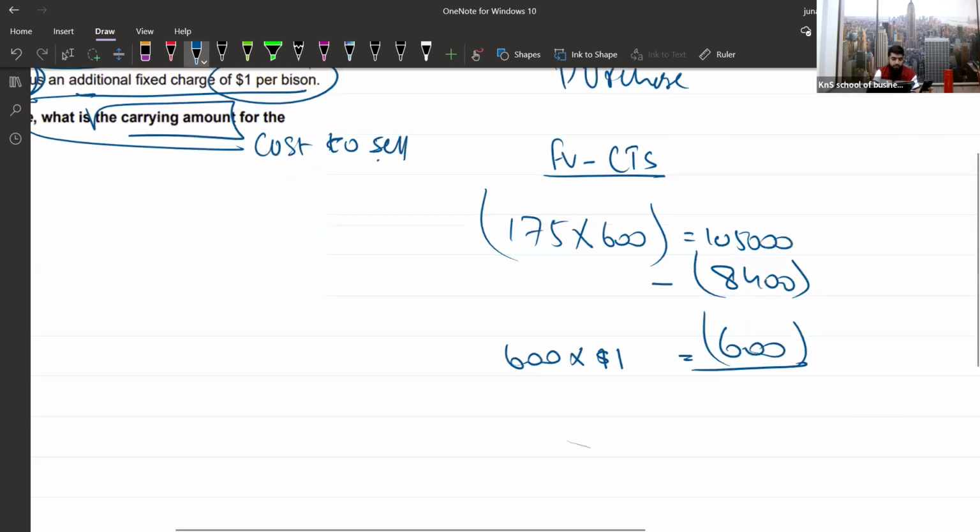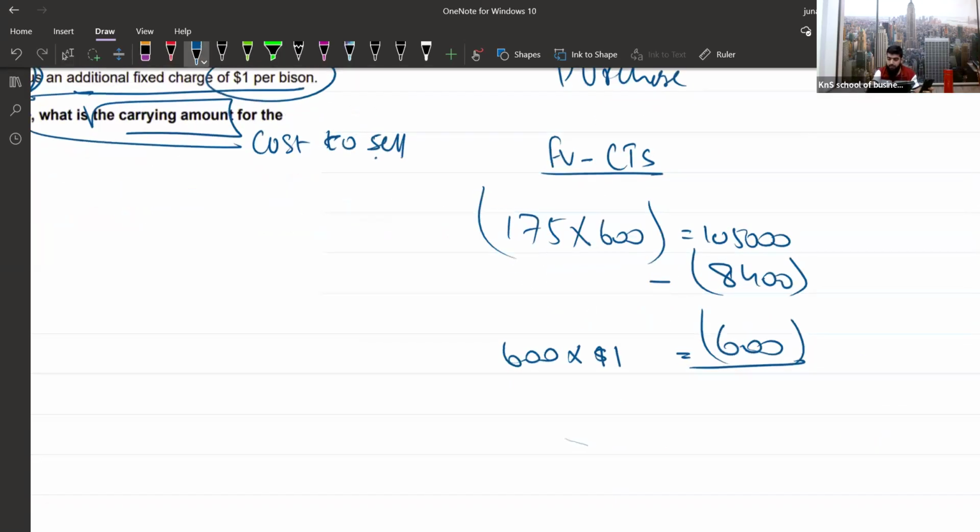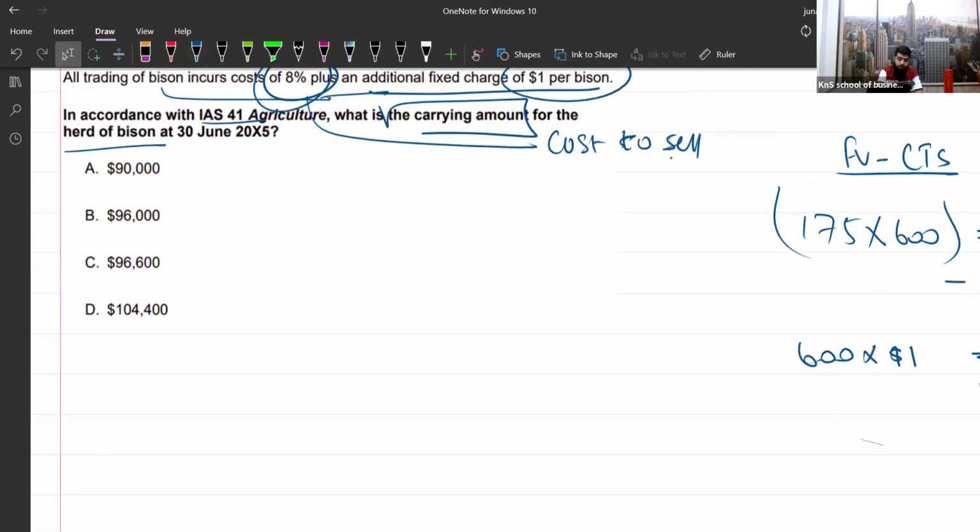So if I just deduct it, 8,400 plus 600 will make 9,000, and 1,05,000 minus 9,000 will make 96,000. So it means that the herd of wisdom should be recorded, or recognized, at $96,000.